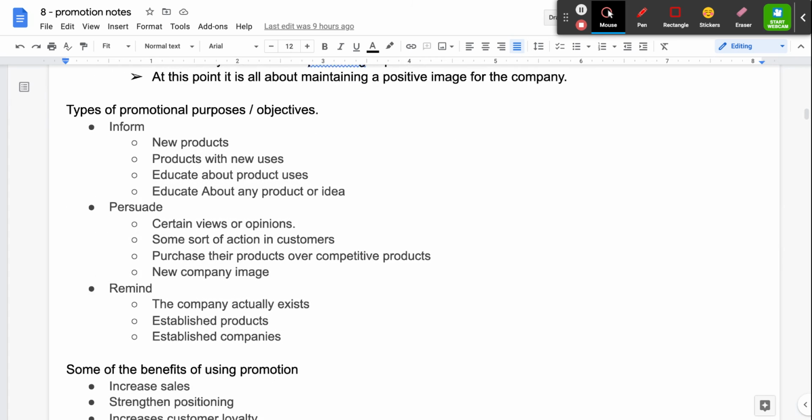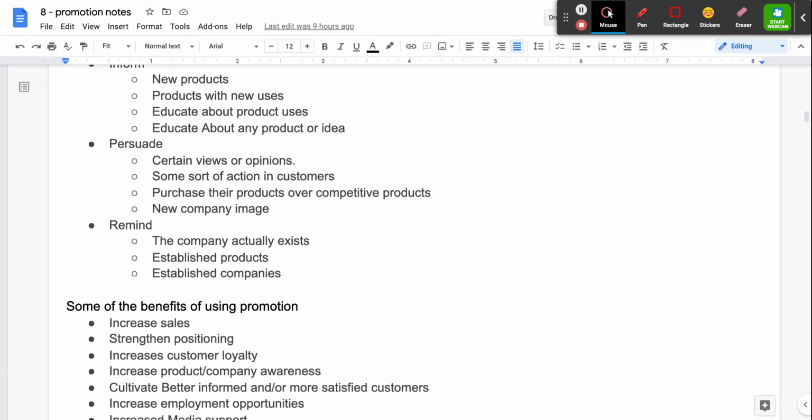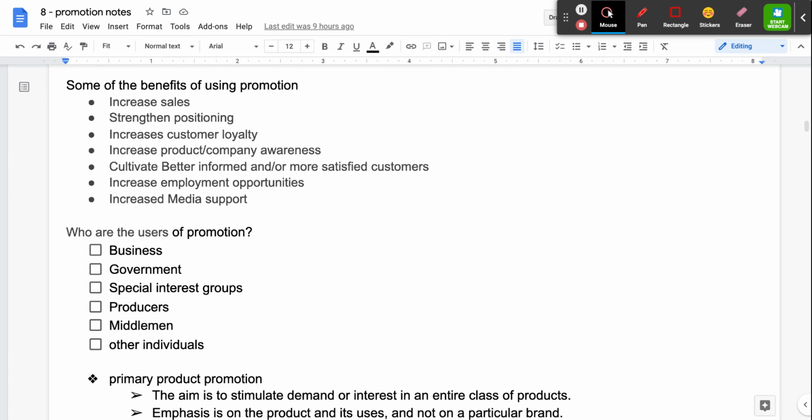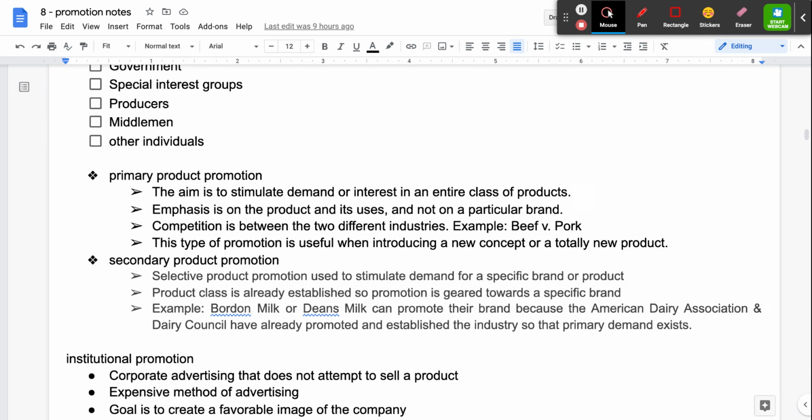We talked about our promotional purposes: inform, we're trying to get information out there; persuade, we're trying to get people to believe something that we're saying or take our views. Typically, we see that more so with politicians with persuade. And then remind, just talking about our product that it's actually out there or that our company still exists. We talked about benefits of using promotion, again, increasing sales, probably the number one, positioning, trying to get customer loyalty. We want customers that want to shop with us and want our product above anyone else.